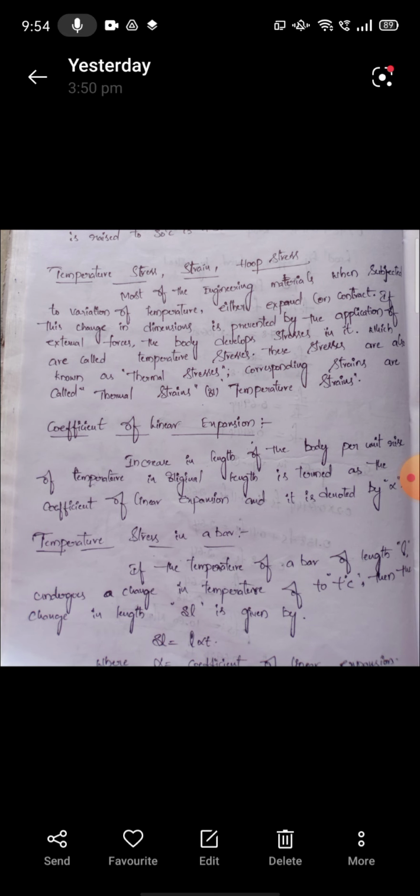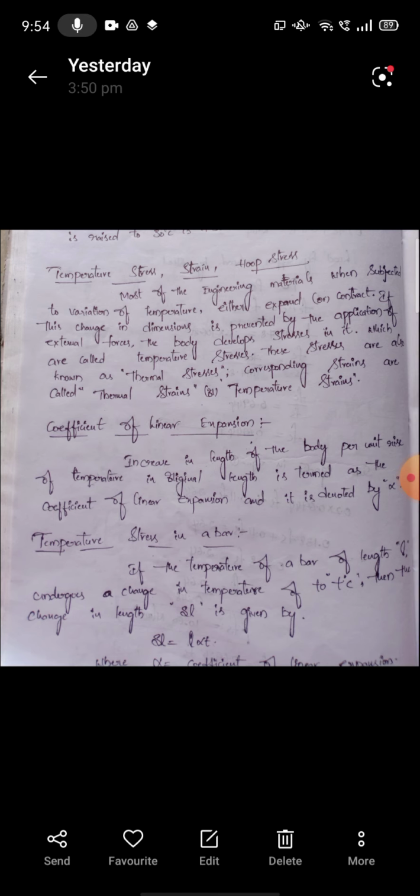So next topic is temperature stresses. Not only normal stresses, temperature stresses are also developed. So temperature stresses, temperature strain, hoop stress. What is meant by temperature stresses, what is meant by temperature strain, and next, what is meant by hoop stress.